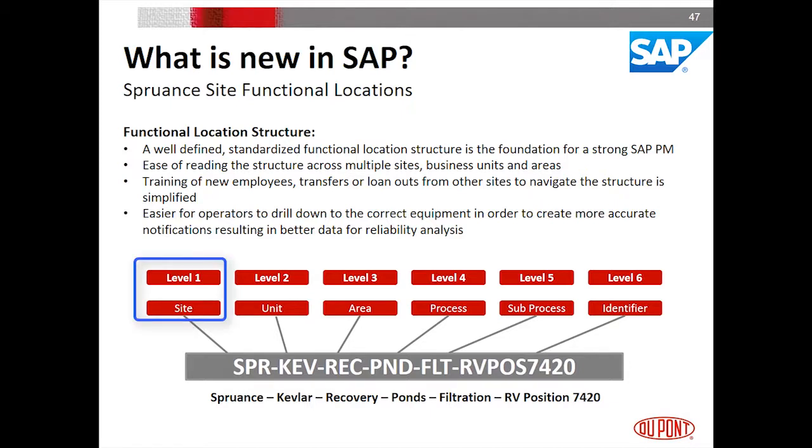Level 1 is a site, which in this example is Spruance. Level 2 is a unit, which here is Kevlar. Level 3 is the area, recovery. Level 4 is the process, ponds. Level 5 is a sub-process, filtration. And level 6 is the identifier.